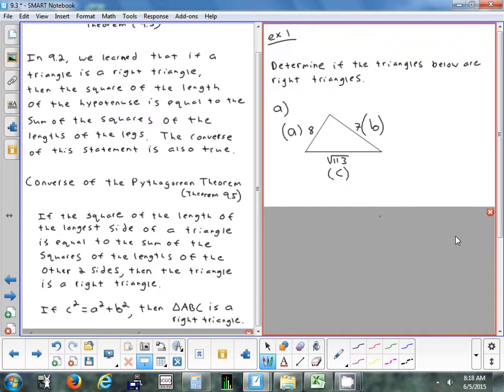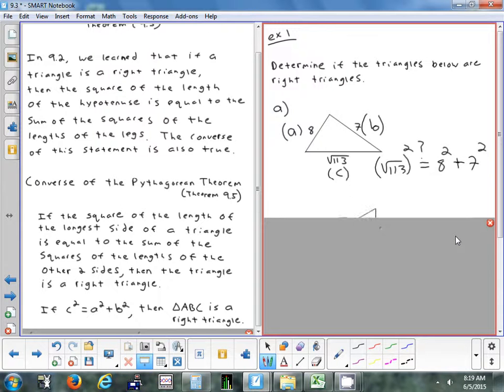Okay, let's fill it into the Pythagorean theorem. And what I'm going to do is I'm not going to put equals. I'm going to put a question mark above it, because we don't know this works. If it does, it's a right triangle. If it doesn't, it's not. Okay? So we'll just put a question mark. So does the square root of 113 squared, the square of the longest side, equal one leg squared plus the other leg squared?